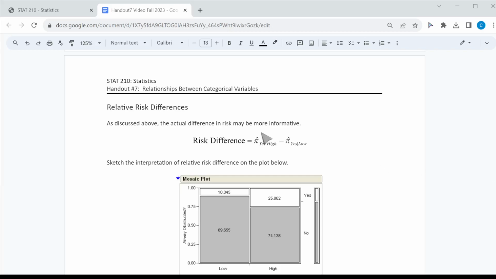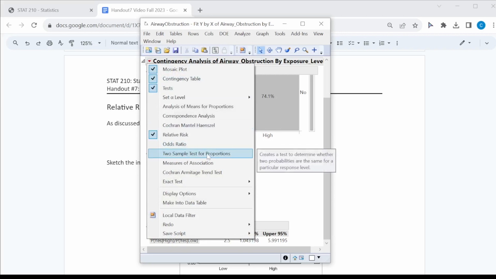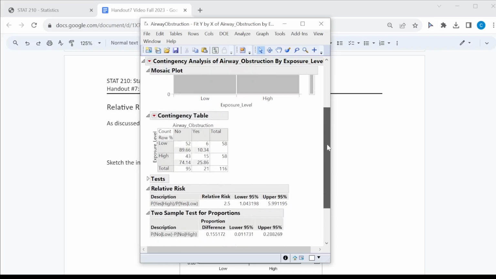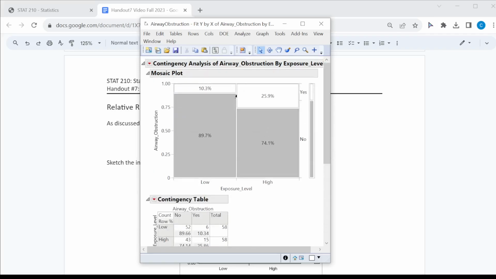Talk a little bit about the risk difference here. So if we go back to, let's bring that window back. Oops, not that one, that one there. If I want to compute the risk difference, what I do there is select 2 sample tests for proportions. Now this isn't a great name, but it is what it is. So 2 sample tests for proportions will actually compute the difference in the risk for me. So this difference here is 15.5%. And that's just that difference right here.